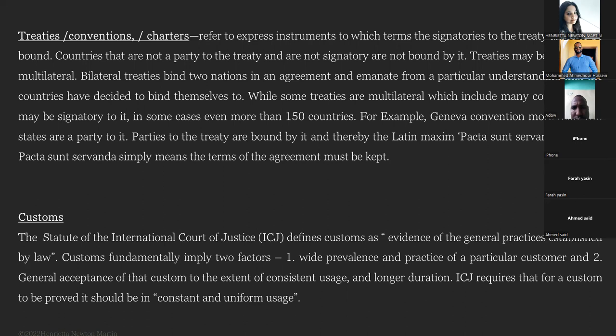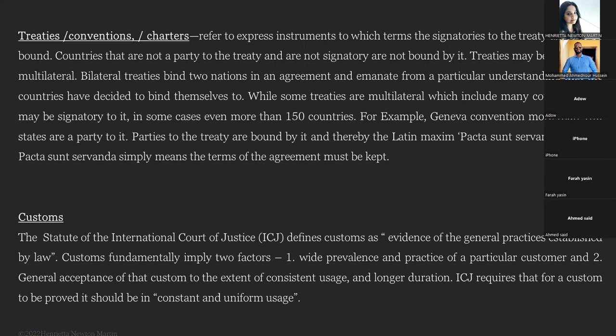So treaties may be bilateral or multilateral. Bilateral, of course, between two nations. If it's a bilateral treaty, then the nations signing the treaty, the signatories, are bound by it. While some other treaties are multilateral. Of course, it would be between more than two countries, and it can go even to more than 150 countries. An example of that would be the Geneva Convention, which has more than 150 states as parties to it.